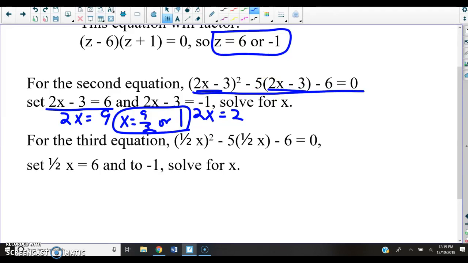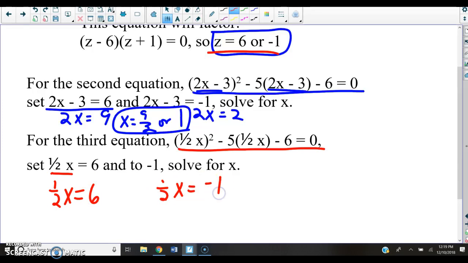and do the same. The third option we had on the previous page, this one, when we replaced 1/2 x with z, z was still 6 or negative 1, so you'd have 1/2 x equals 6, 1/2 x equals negative 1. So we'll get x equals 12 or x equals negative 2. And again, you can check that.